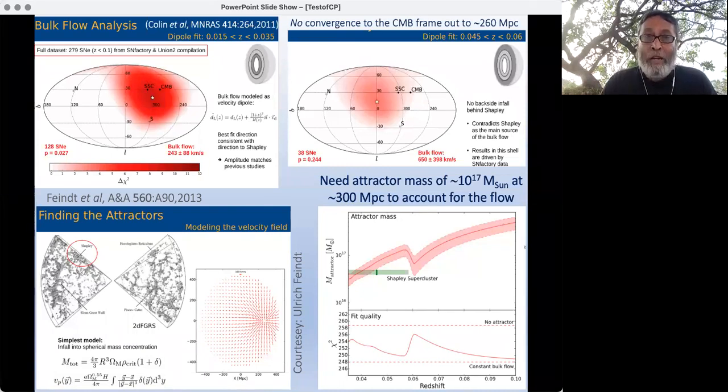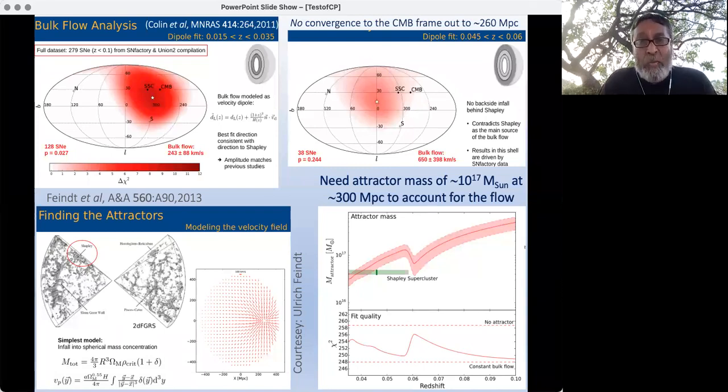And I'm deliberately showing you the data from Fine et al. rather than our own, so that you know this is an independent group that got the same answer. So there is a mystery. We do not yet know what this great attractor is. We have not converged to the CMB dipole as far out as 300 megaparsecs, 260 megaparsecs.